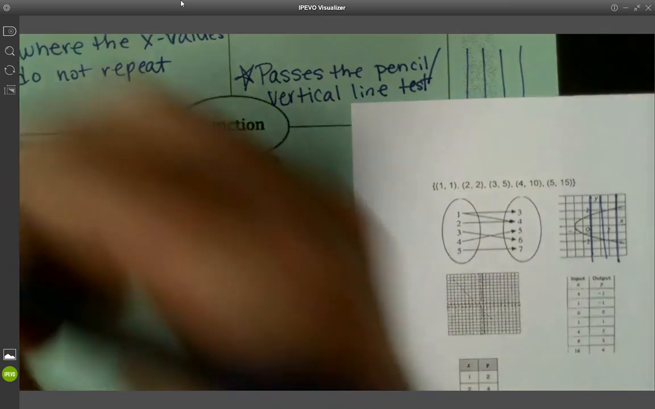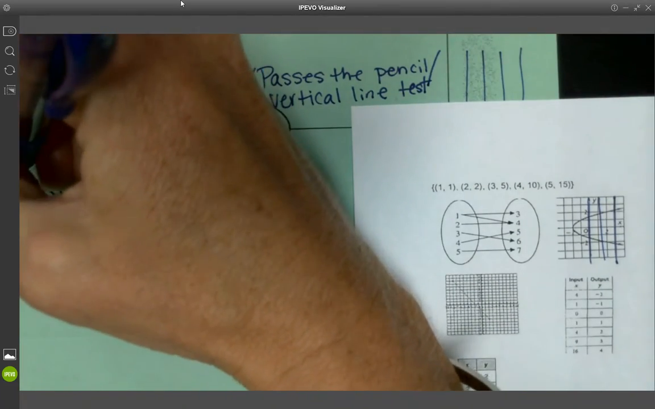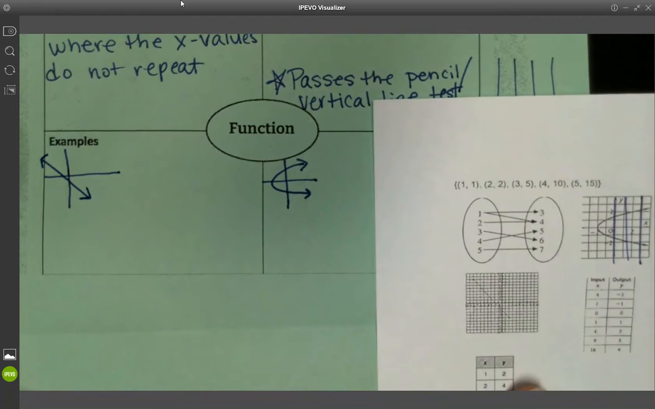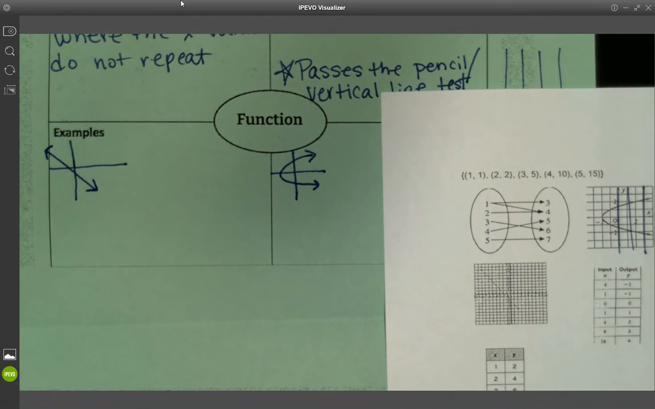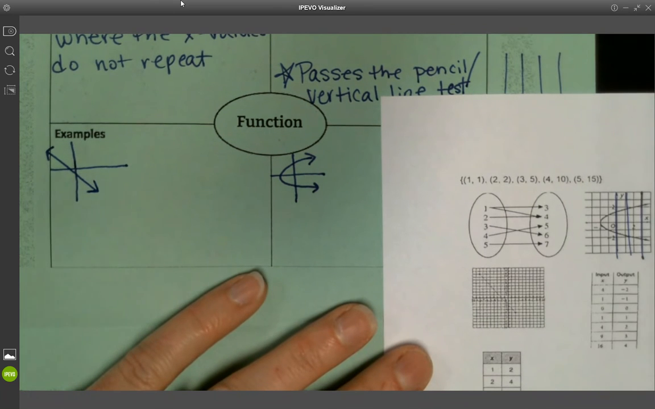Yeah, it's just a line. Just draw a line on there. It passes the vertical line test. Okay.